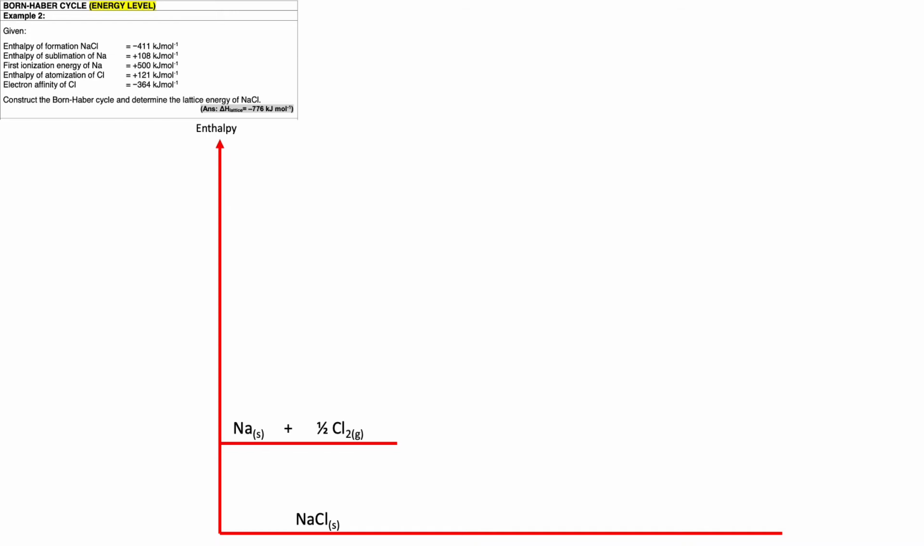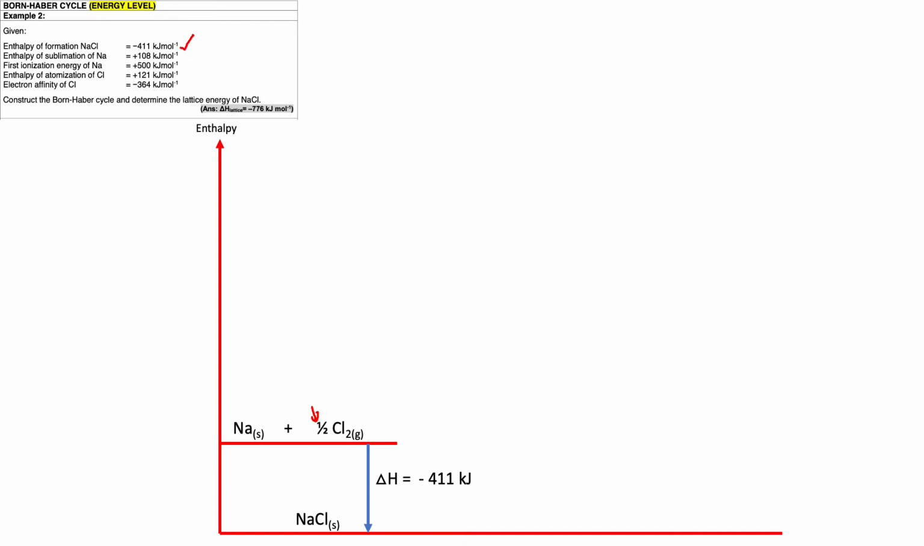Now since our chlorine here is 1 mole, therefore here also you have to put half mole. Don't forget that. Okay, next one, enthalpy of formation here is releasing energy. So we have to draw the arrow going down. And do not forget to put the enthalpy, -411 kilojoule. Okay? Now we are done with enthalpy of formation.